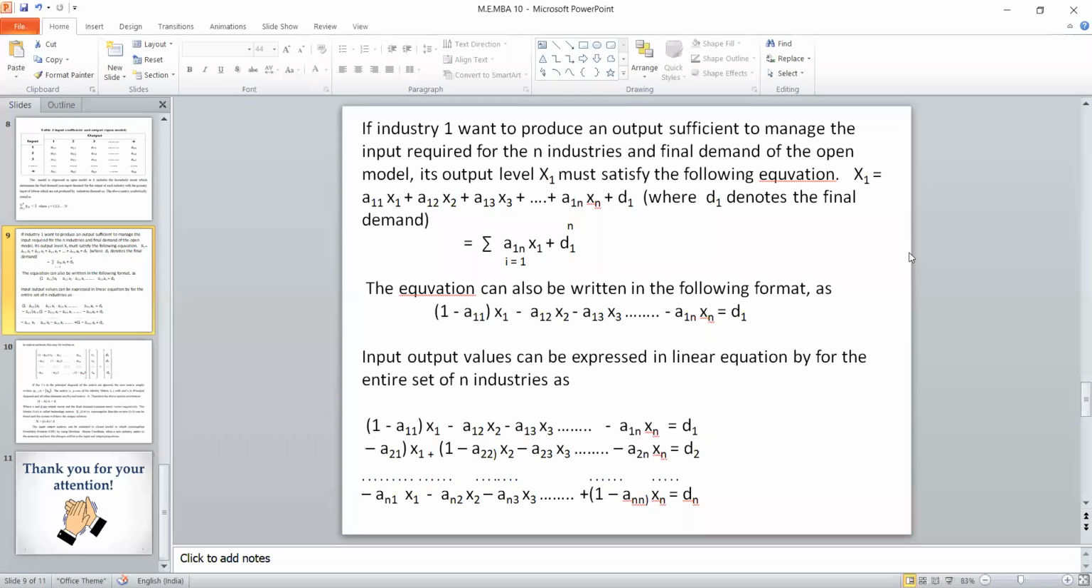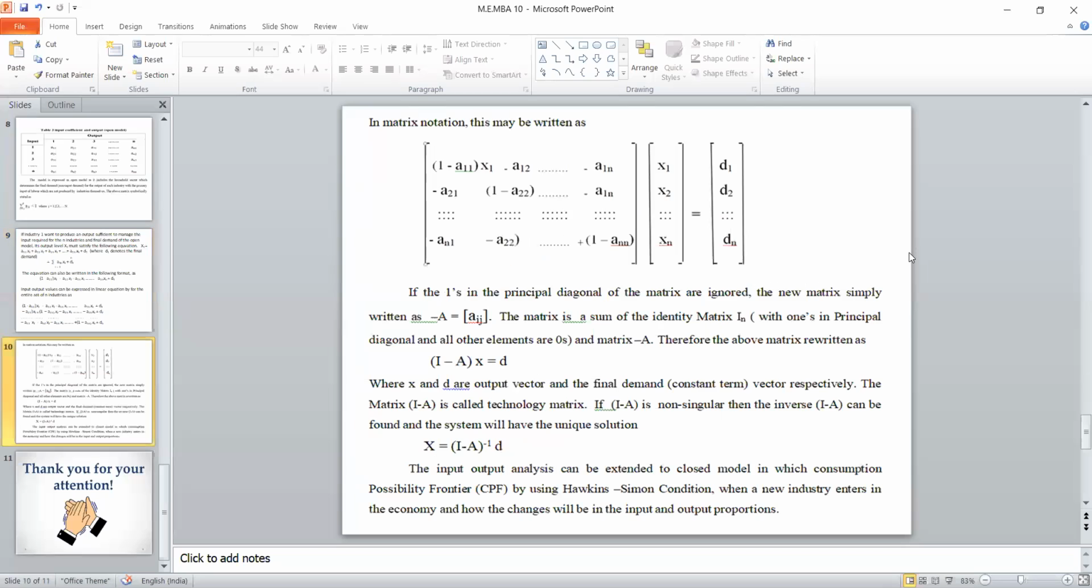So just keep that principal diagonal in mind: 1 minus a11, 1 minus a22, 1 minus a33 up to 1 minus ann. If you put that equation correctly, then it's easy to form this matrix. In matrix notation, we take only the values, multiplied with x, which is equal to the demand. So that equation can be represented by x equals the identity matrix I minus A, inverse, into D. That is the linear equation.